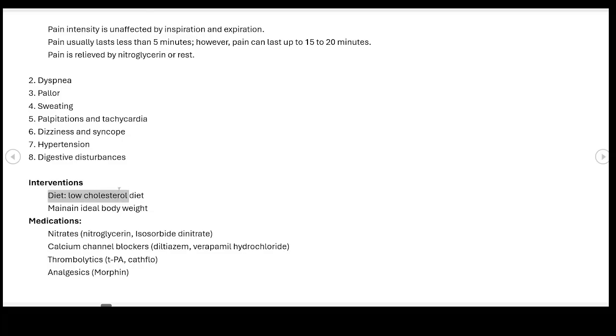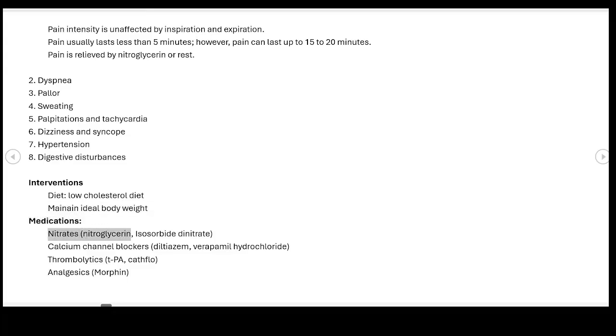First of all, we have to make sure that the arteries are not blocked. We need to prevent the atherosclerotic plaque. So we put them on a low cholesterol diet. The next one we're going to do is body weight. We need to make sure that they are not overweight. So we have to control their calorie intake because the more overweight you are, the more your oxygen demand goes up. And then let's come to medications.